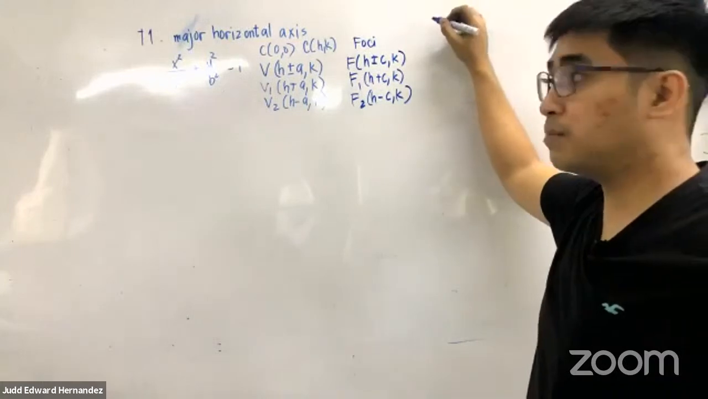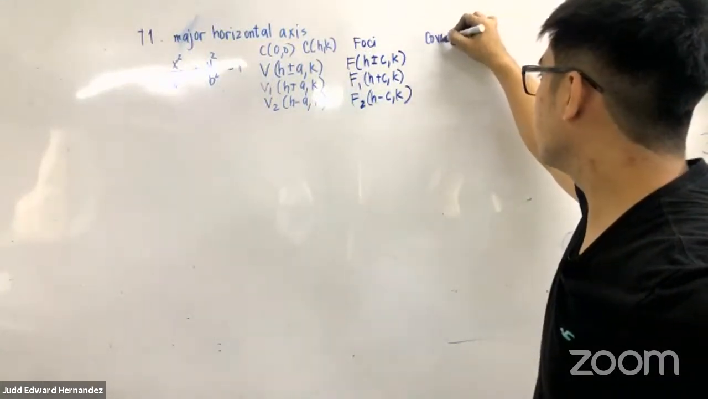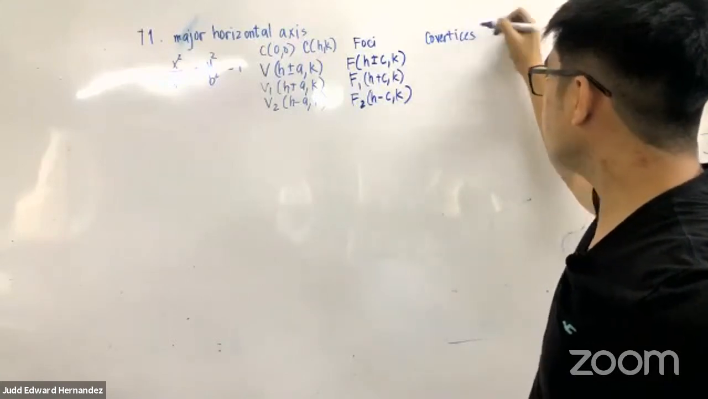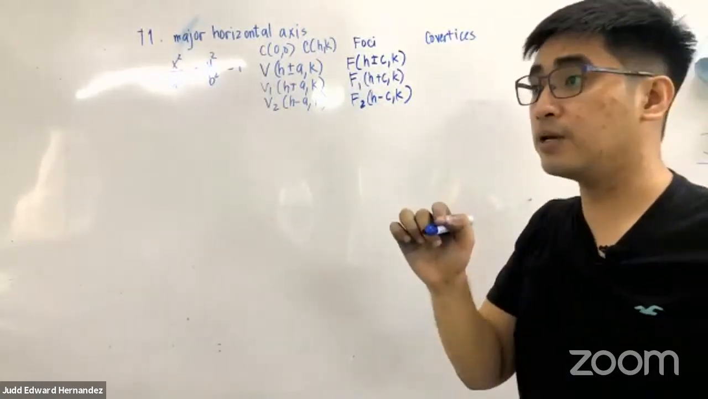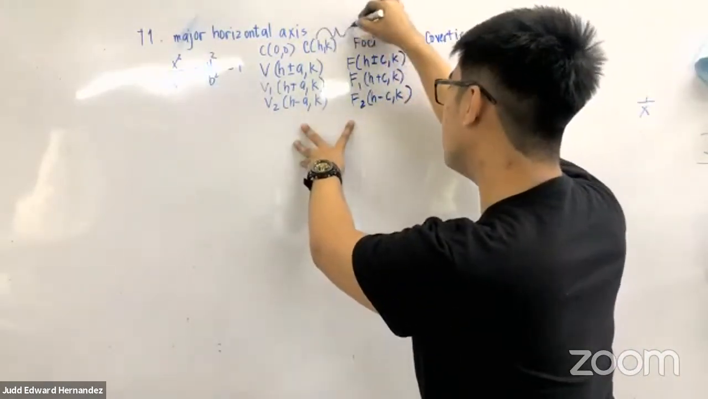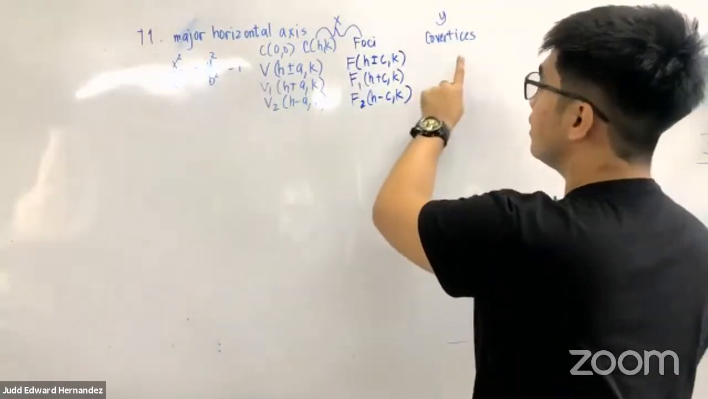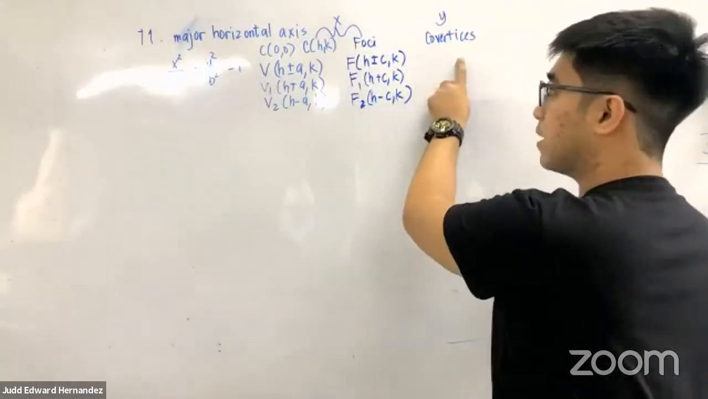So, sir, paano naman po pag sa minor axis naman po, yung co-vertices. So, for the co-vertices, that is W. Therefore, B naman yung gagalawin natin. At hindi na natin pwedeng galawin si X. Kung si X yung ginalaw natin, dito sa co-vertices, si Y naman yung gagalawin natin. Since it is not the major axis, this is the minor axis.